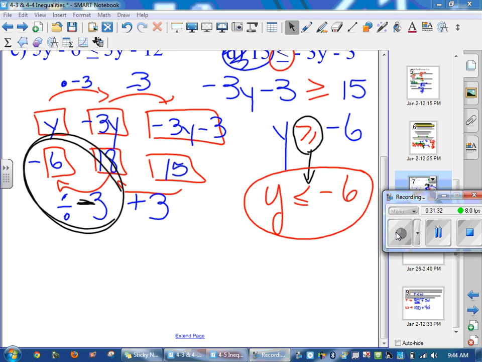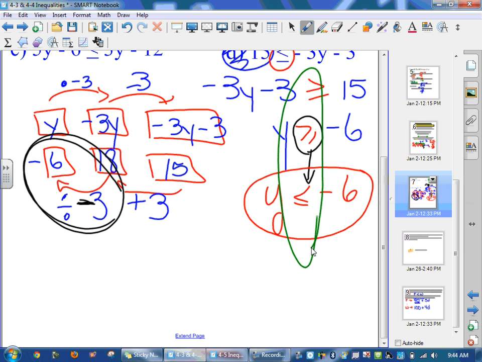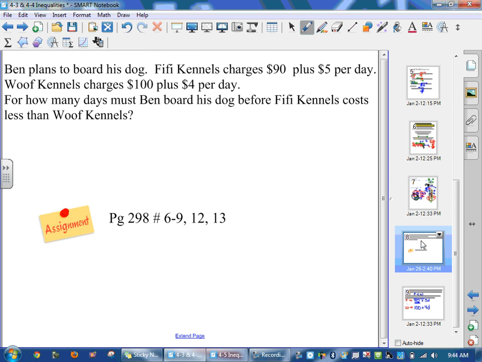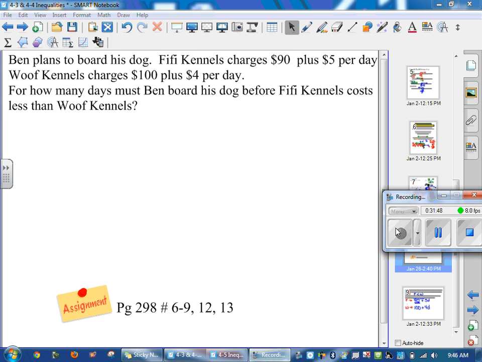Last question. It is a word problem, of course. Our problem solving question says, Ben plans to board his dog. PP Kennel charges $90 plus $5 a day, and Whoop charges $100 plus $4 a day. How many days does Ben have to board his dog before PP Kennel costs less than Whoop? So we want PP less than Whoop, is what we're looking for. So we have to figure it out. Well, let's let D equal the number of days.